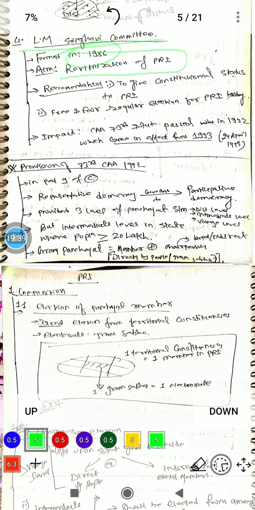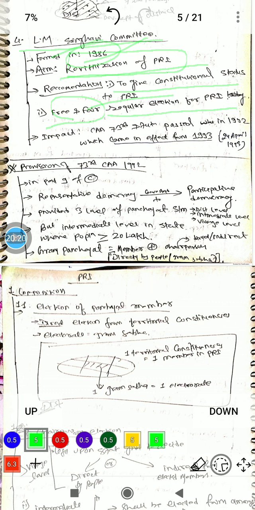From above we have seen how development was divorced from the PRI, and how there is bureaucratization in the local government development process. So the LM Singhvi committee was formed in 1986 in order to revitalize the Panchayati Raj institution. It recommended different things. The first was to give constitutional status to the PRI, plus there should be free and fair regular elections for the Panchayati Raj institution.